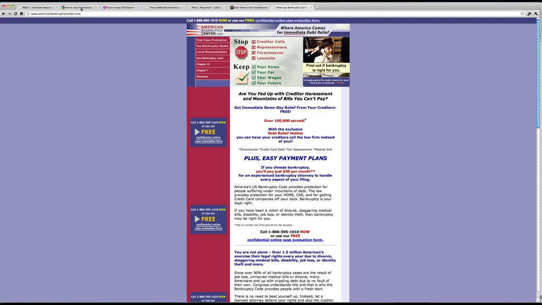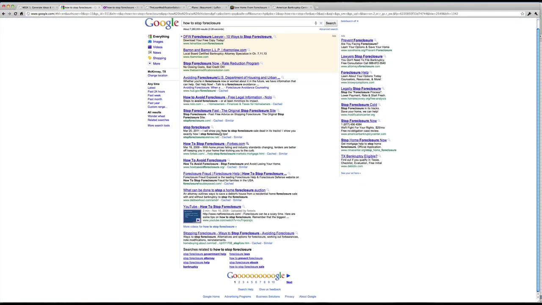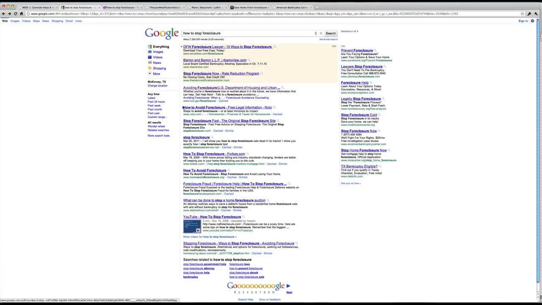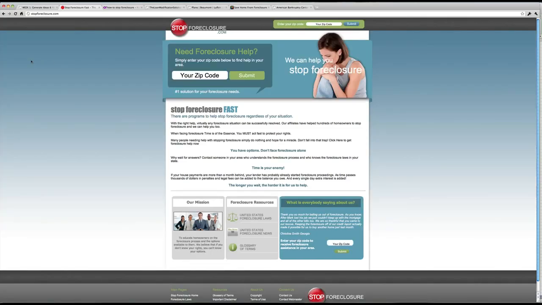All right, so there's a couple to look at. Then let's look down here, HUD.gov foreclosure. Let's see if they run ads. Don't know that they're running ads, but they definitely have government-related stuff. Let's back up a sec. And let's go look at stopforeclosure.com. All right, that's a lead gen site.